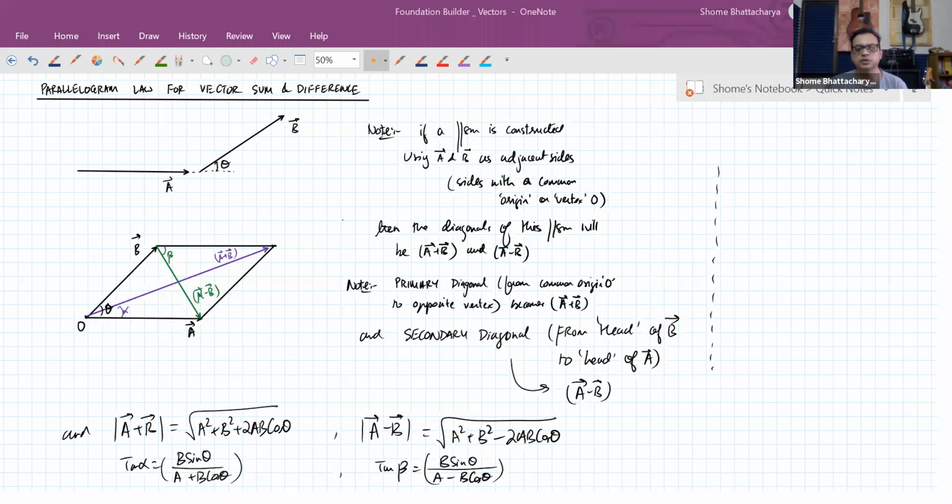Okay, so hope you understood how we do the construction of the parallelogram. The two vectors that we are using to construct it, A and B, are first drawn from a common origin point, and then using them as adjacent sides, the parallelogram is completed. Then the primary diagonal, the one that you get from that common origin to the opposite side, becomes the sum, and the secondary diagonal, which is the other one, becomes the difference.